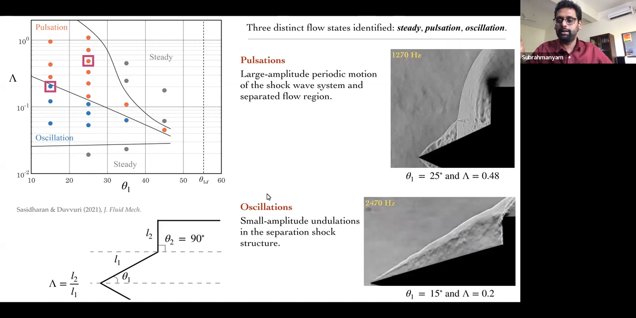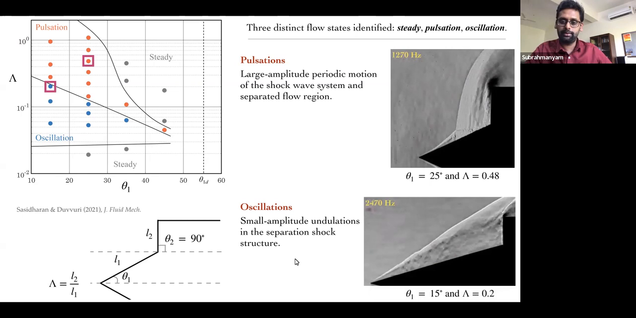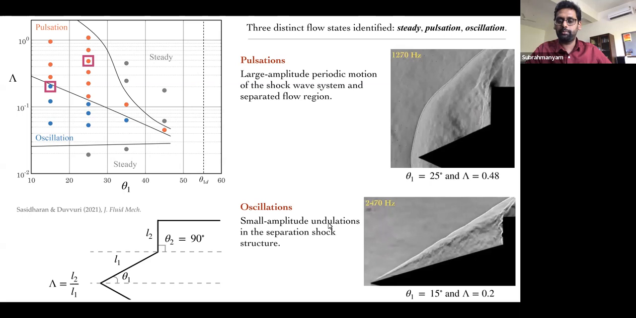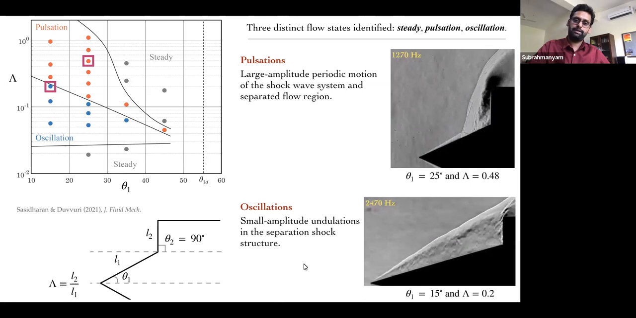So here, the spatial scale of the unsteadiness is much smaller. So you essentially have small amplitude oscillations or small amplitude undulations in this separation shock wave structure. Again, for these flows, as I will explain later, we can pick out a coherent time scale. So for this example, the oscillations are happening at around 2500 hertz.